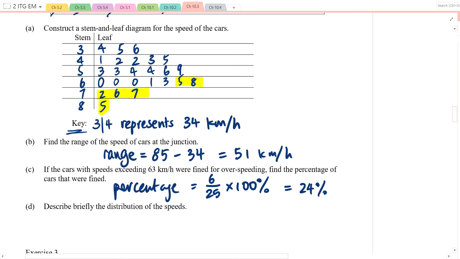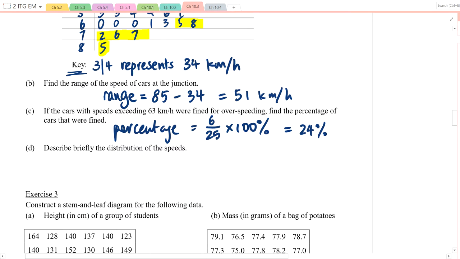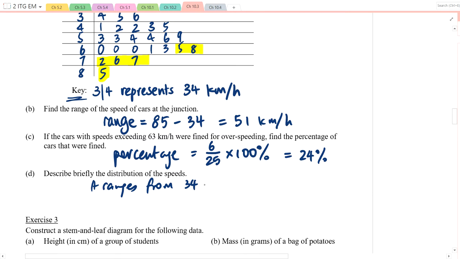Okay. Next, we see this question very frequently: describe the distribution. We always talk about the range, okay? It ranges from the smallest, which is 34 kilometers per hour, to 85 kilometers per hour.